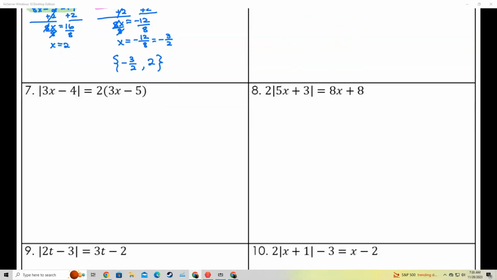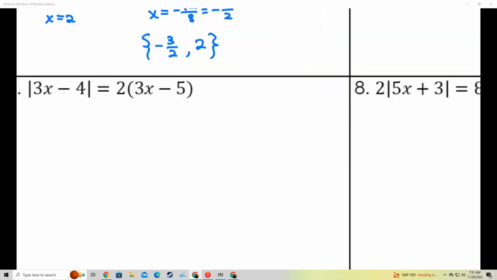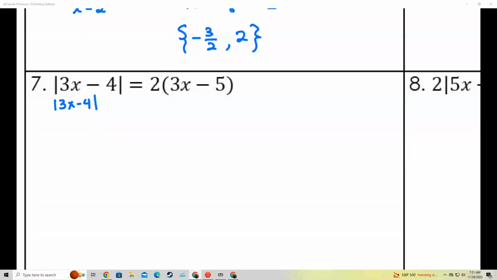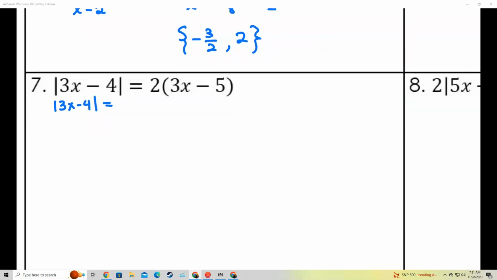Okay. All right. So let's see. The first thing I notice is this side is isolated, but this has some weird stuff in it. So let me go ahead and just distribute that too. I'm going to get that. And make sure you write small because, man, oh man, are we going to use a lot of space on this problem. Absolute value of 3x minus 4 is equal to, when I distribute this, I end up with 6x minus 10.